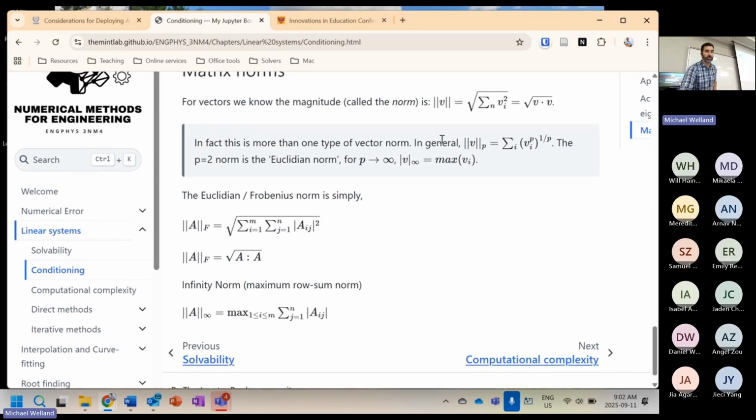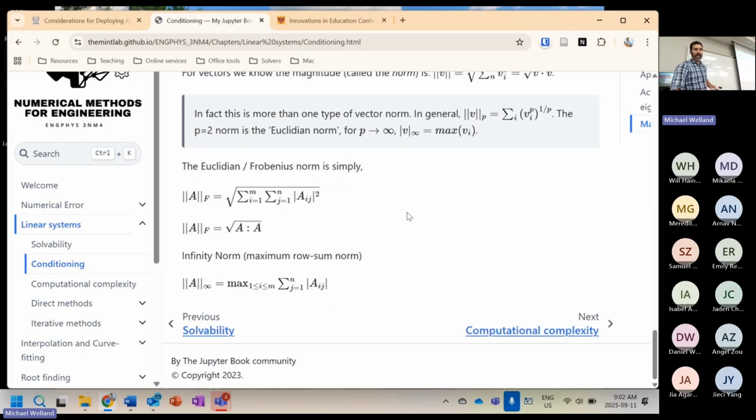Very quickly, matrix norms. Everybody's familiar with Euclid, Pythagoras, right? Square root of the sum of the elements squared. In fact, there is this generalization. If and when you come to it, and we might talk about it with error for partial differential equations, you can also do the L infinity norm, which is the max.